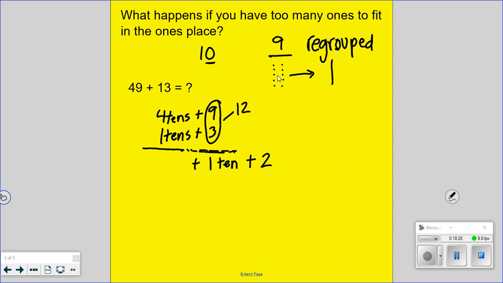4 tens plus 1 ten. You should have all known that. Ava? 6. Nope. 4 tens plus 1 ten is not 6. Think about it a little bit more. 4 tens plus 1 ten.